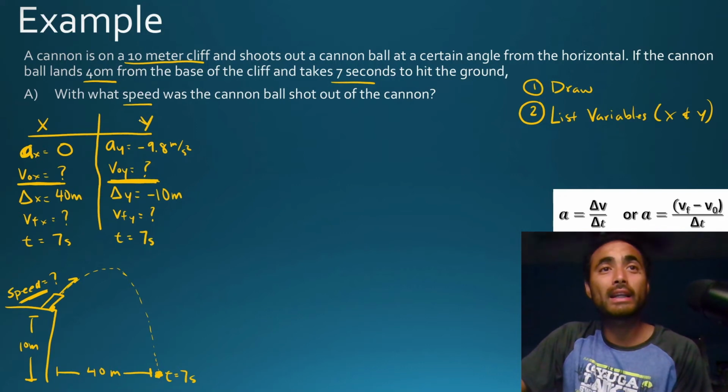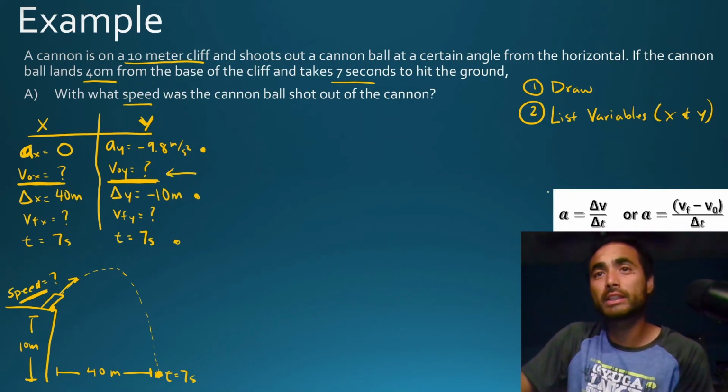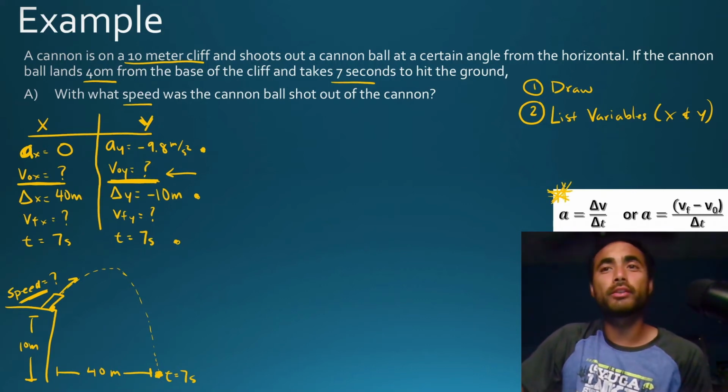Luckily, on the Y side, we have 3 known variables. We have the acceleration, we have the displacement, and we have the time. So these 3 variables are what's going to help us find the 4th variable right here. So now let's look at our equation sheet. Hopefully you have this equation sheet already, and let's see which one we could use.